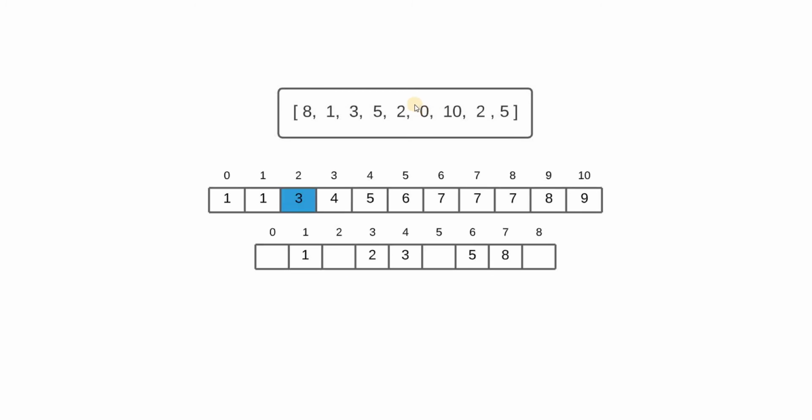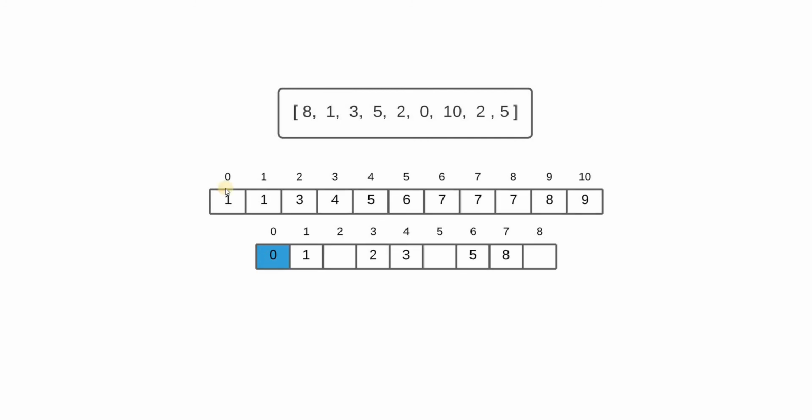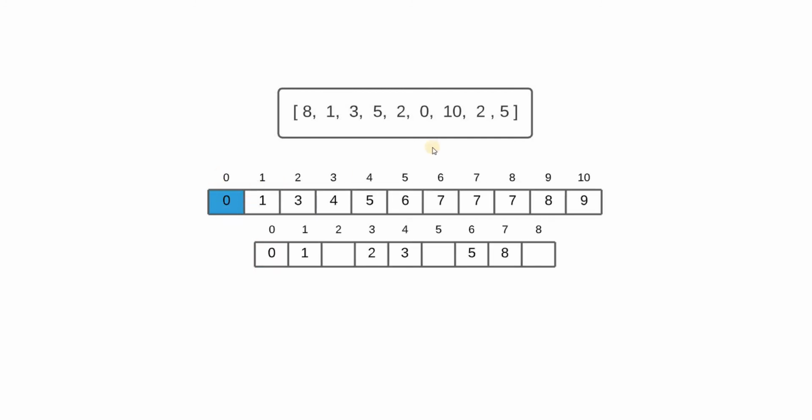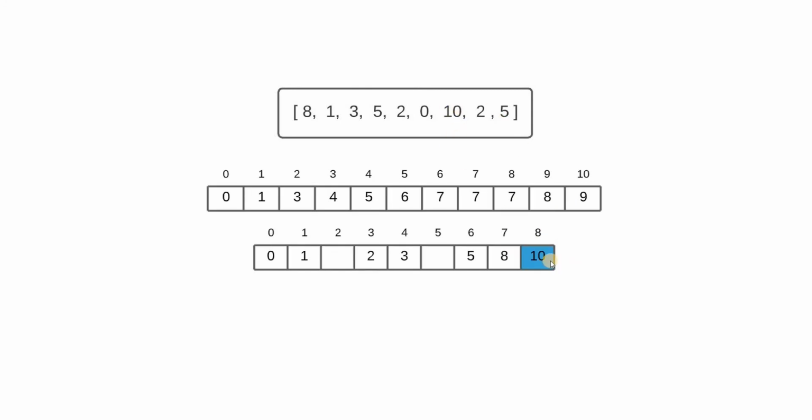And next up is the value 0. So what's the value at the 0th index in the counts array? 1. 1 minus 1, that gives us 0. So we'll put 0 at the 0th index. And then, of course, decrement its count. Next up is 10. What's the value at the 10th index? 9. 9 minus 1, 8. That gives us the 8th index, right? So we put 10 at the 8th index, and then, of course, decrement its count.